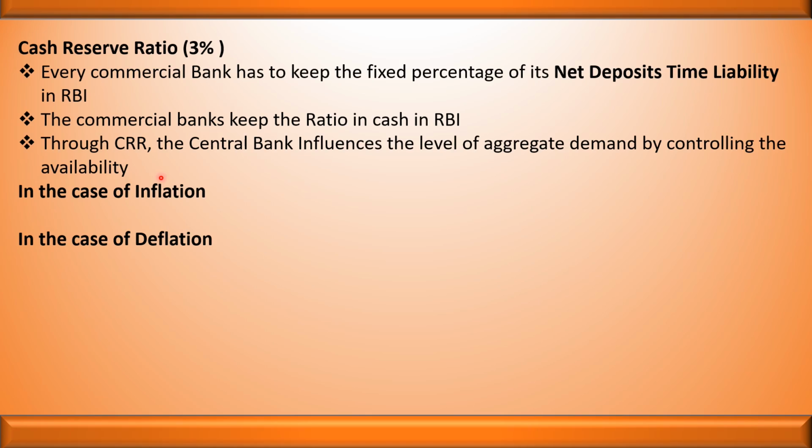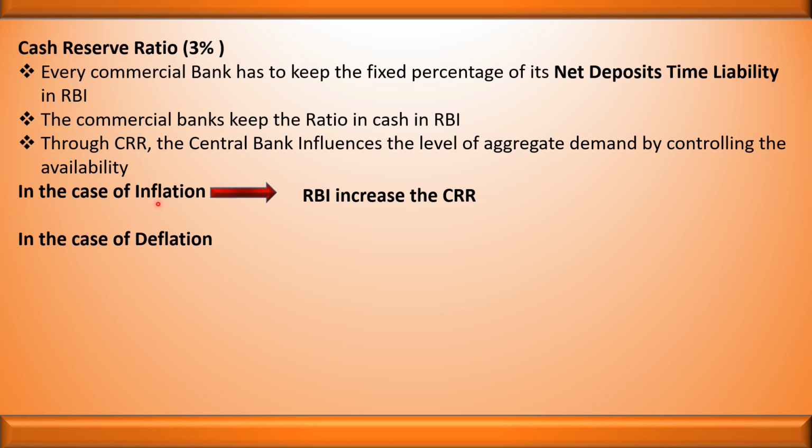Remember one thing, in the case of inflation, RBI increases the cash reserve ratio. What happens when the RBI increases the cash reserve ratio? It means that commercial banks have to keep more and more money with the RBI. When they are keeping more and more money with the RBI, they are left with less cash balance. Since they are left with less cash balance, they are not in the position to give more loans to the people. When they are not in the position to give more loans, the supply of money will be checked and the problem of inflation will be checked.